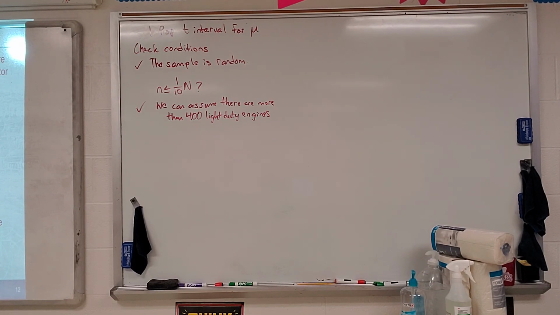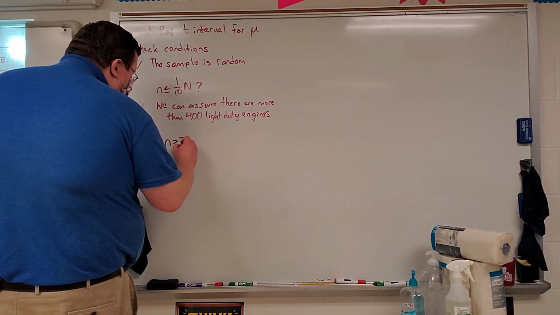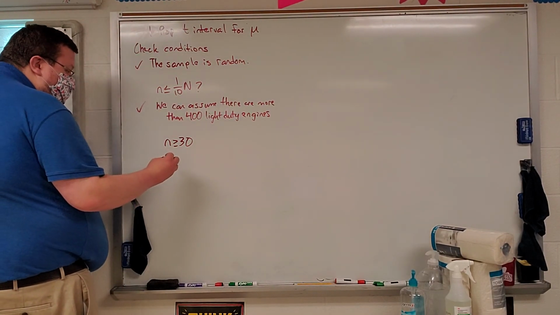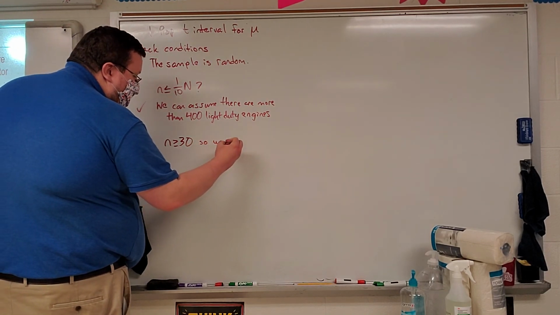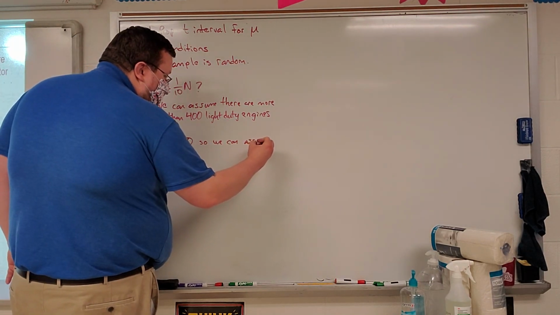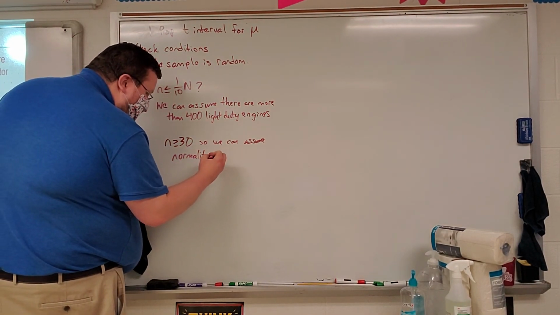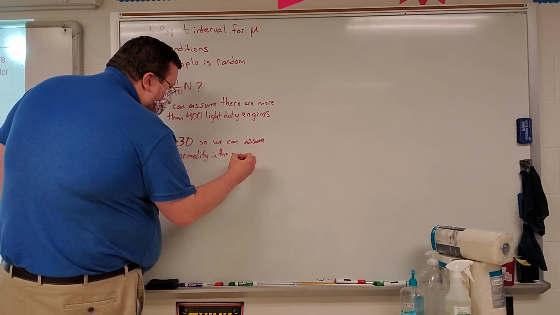It didn't tell us in that problem that the population distribution was normal anywhere, right? I don't see it. Y'all tell me if I'm wrong. No, it didn't, but our sample size is 40. And what's the cutoff? 30. So 40 is definitely bigger than 30. So little n is greater than 30, so we can assume normality in the sampling distribution.